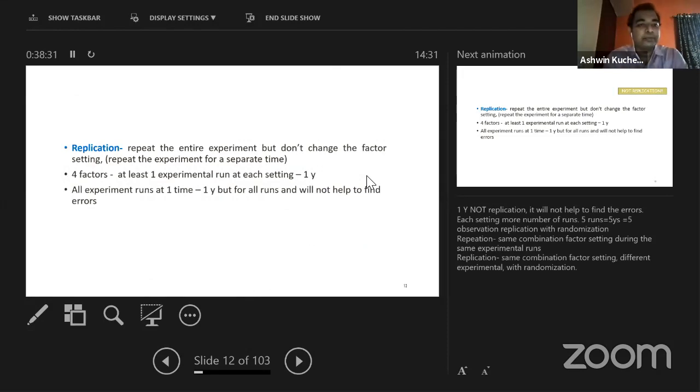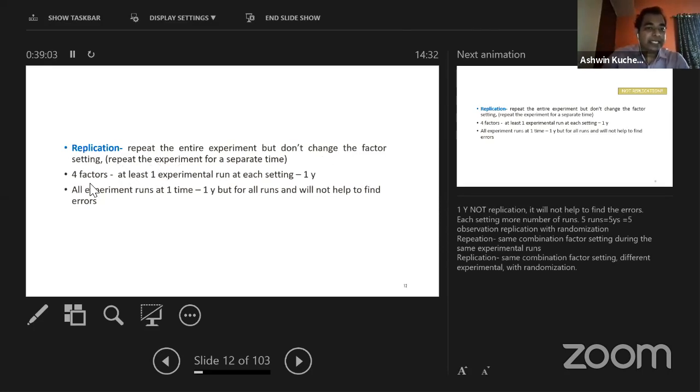So the next principle was replication. Replication means repeating the entire experiment without changing the factor settings. Many people get confused between replication and repetition. Replication is done with randomization, whereas repetition is done repeatedly in one continuous go. So the replication we are discussing here should be done in a randomized manner.